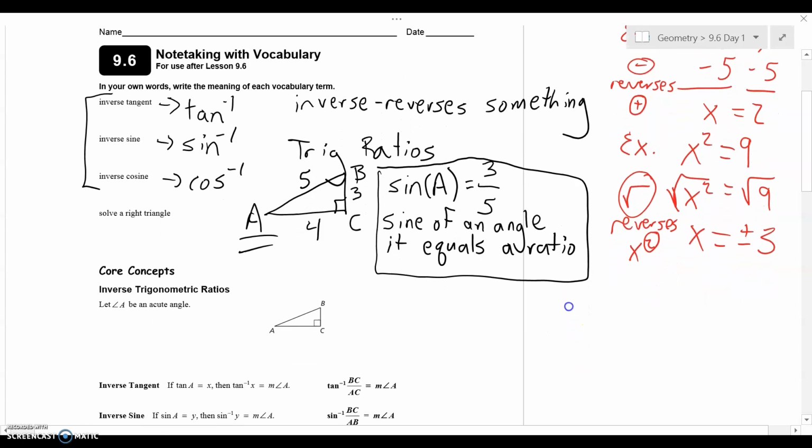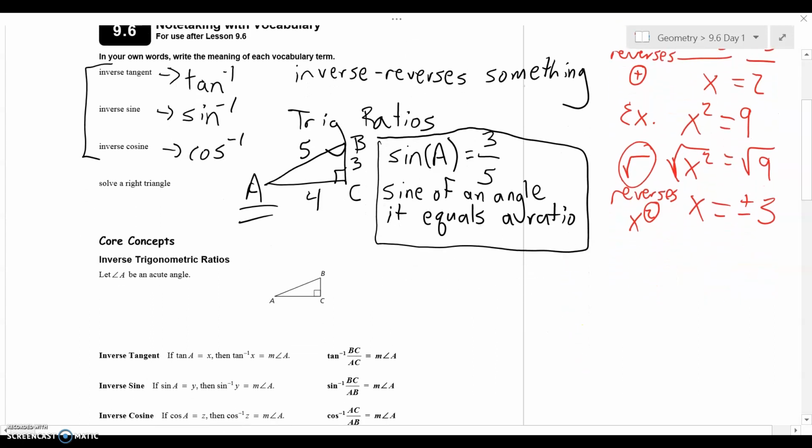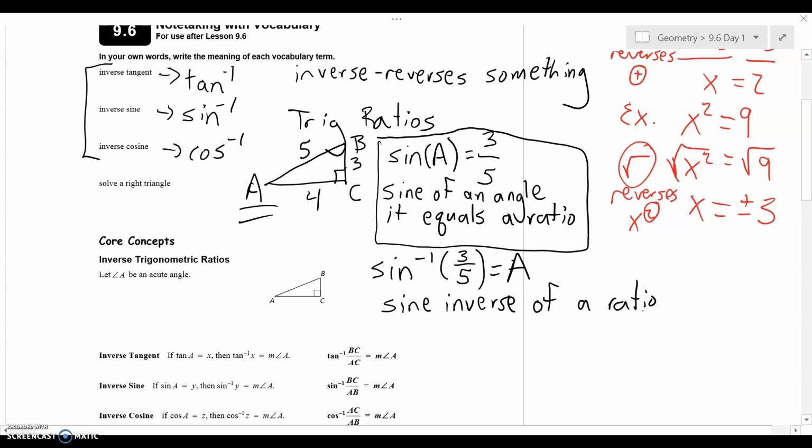And now what we're going to do is inverse sine. Well, inverse sine is just this thing in reverse. So the way I would write an inverse sine expression for this specific example triangle is sine inverse of 3/5 is equal to A. And what that's saying is that sine inverse of a ratio equals an angle.